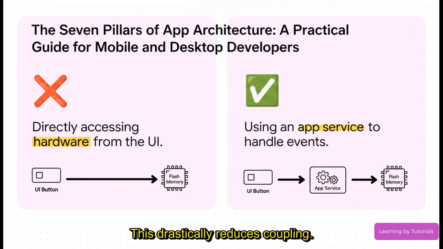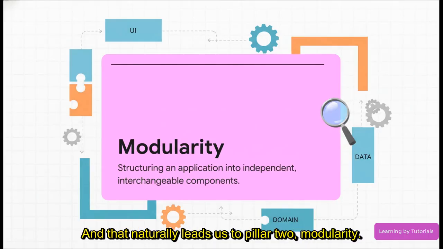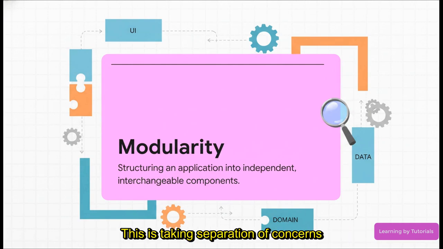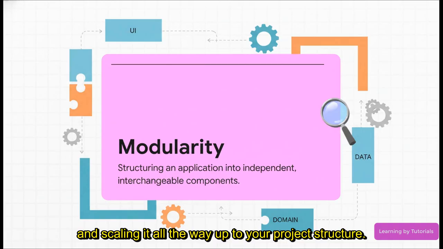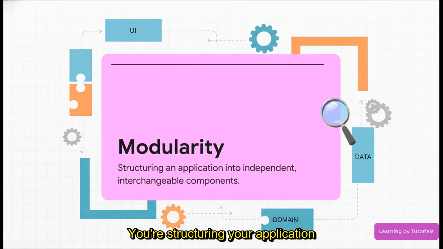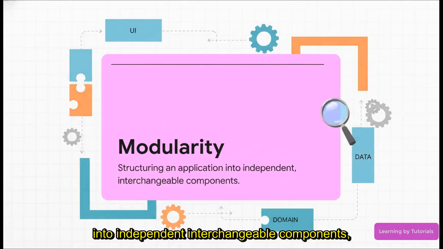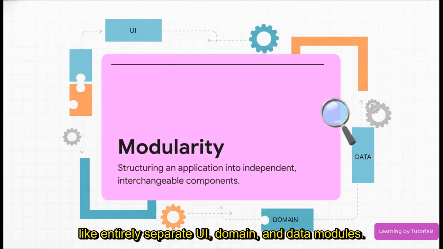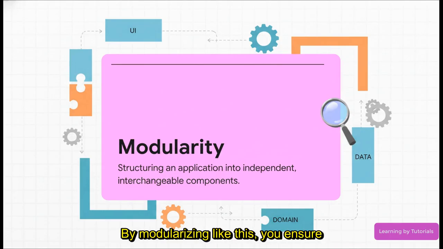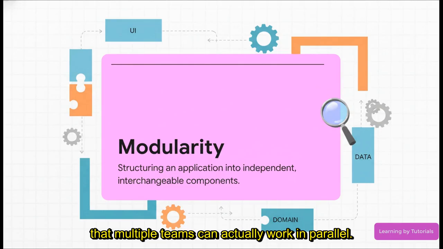This drastically reduces coupling. And that naturally leads us to Pillar 2, modularity. This is taking separation of concerns and scaling it all the way up to your project structure. You're structuring your application into independent, interchangeable components, like entirely separate UI, domain, and data modules. By modularizing like this, you ensure that multiple teams can actually work in parallel. Someone can fix the data access module without ever worrying about breaking the UI.